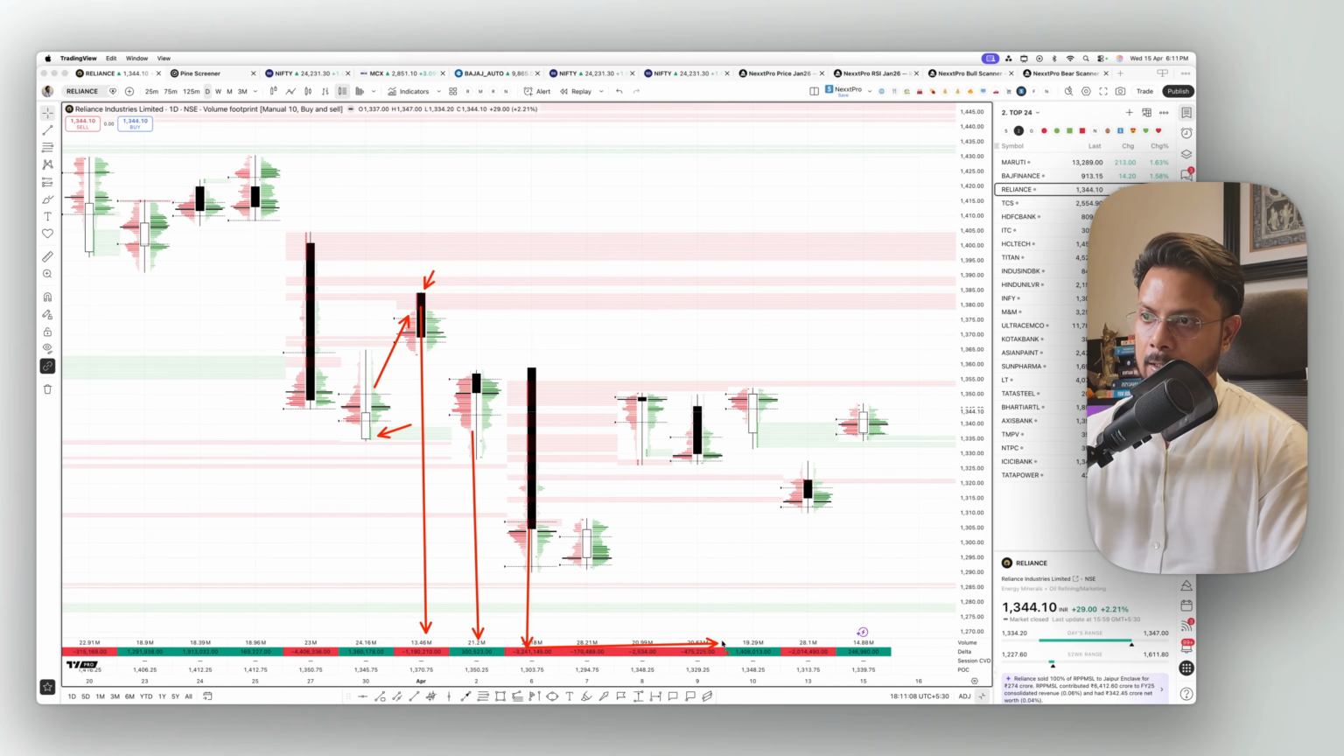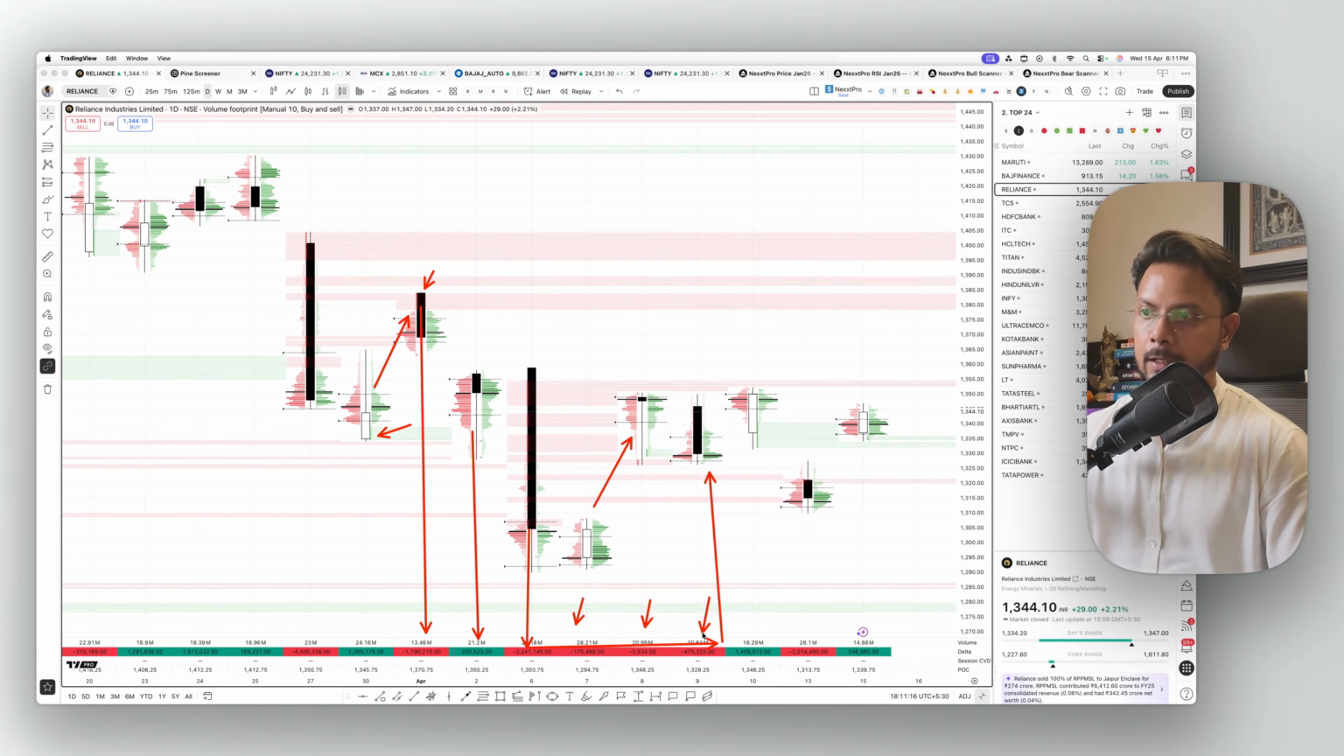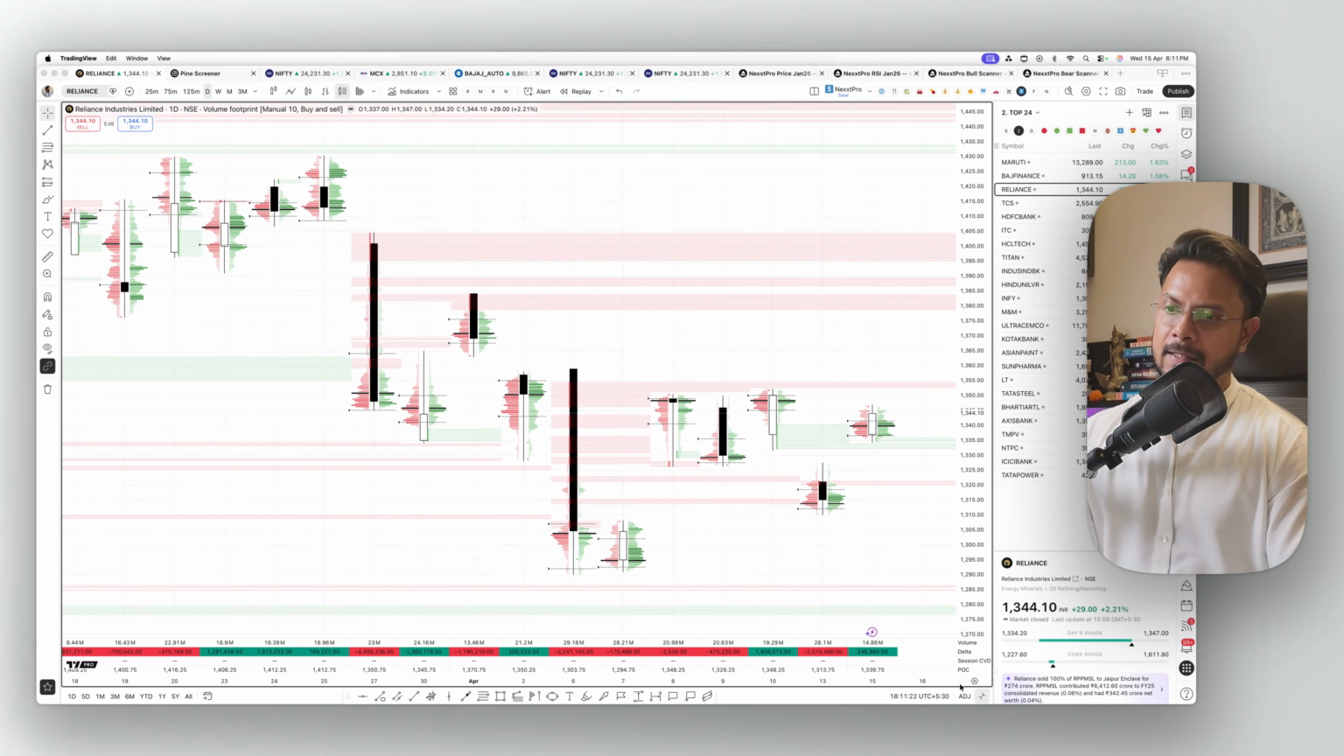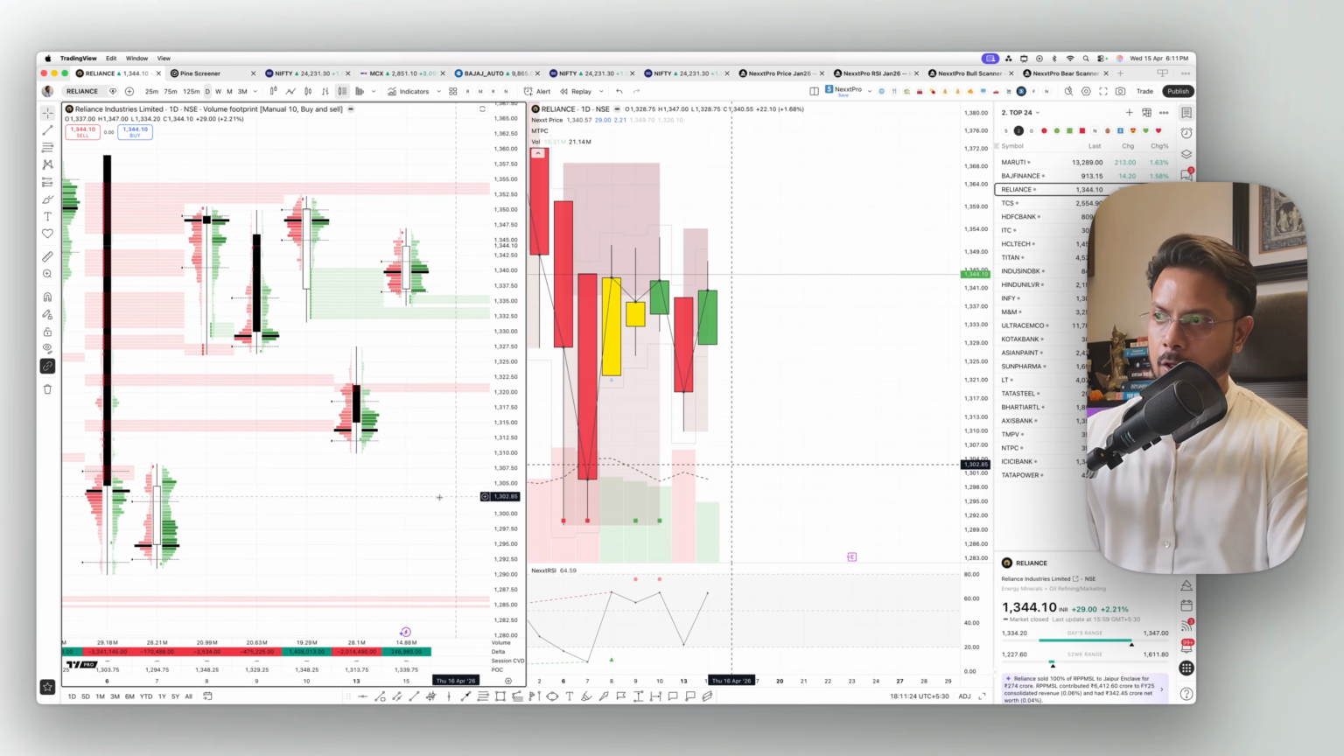Now all this while, as the stock was trying to bounce back, it did not have any positive delta. Just don't go for positive delta or negative delta. Please check how much delta is changing. That's also important. So that's the footprint as of now.